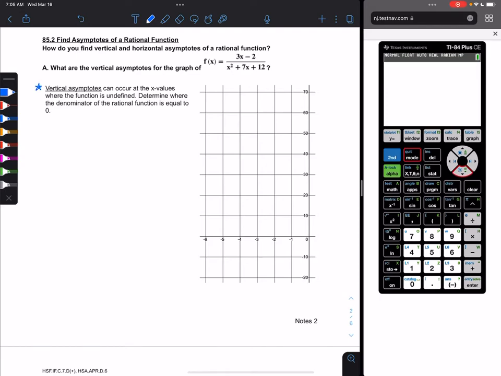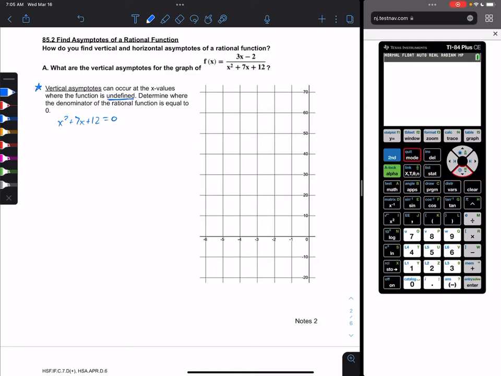So take note here, vertical asymptotes can occur at the x values where the function is undefined. Right, determine where the denominator of the rational function is equal to 0. So remember, if you have a fraction and you have a 0 in the denominator, that term or expression will be undefined. So what we're going to look for is when our denominator, x squared plus 7x plus 12, is equal to 0. So you set the denominator equals 0.